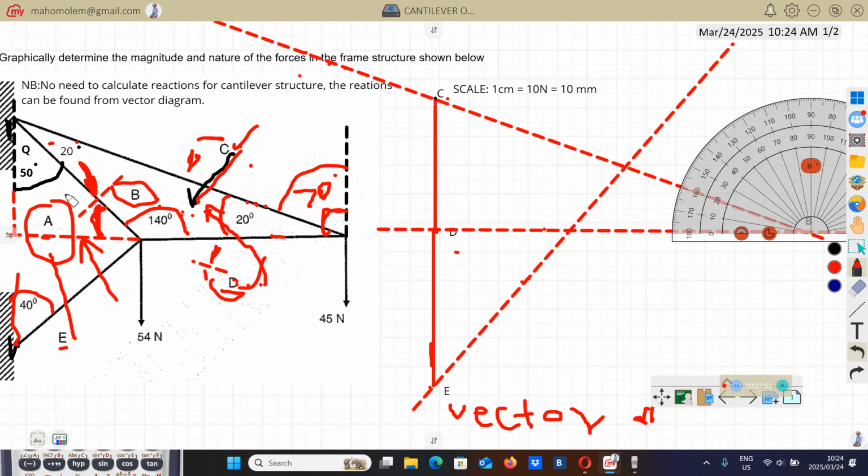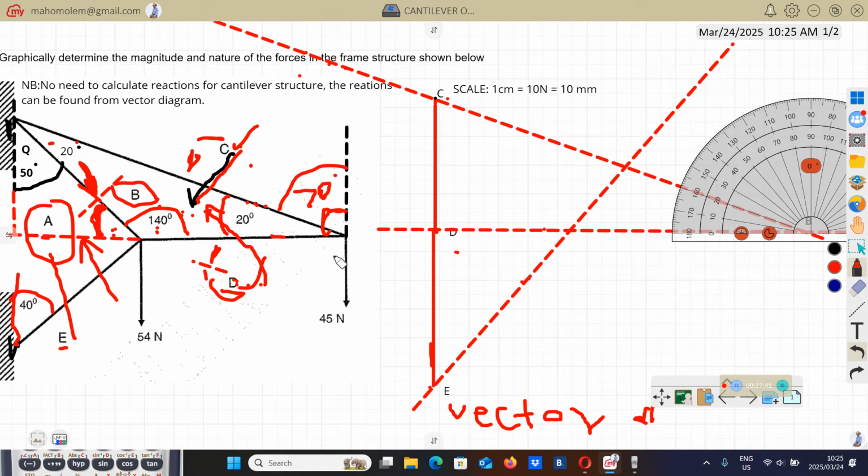So this angle is going to be 90 minus 50, which is 40. Or you can say this angle plus this angle must be equal to 180. Sum of angles on a straight line: 140 plus this unknown angle must give us 180. Then we'll have 180 minus 140, which is 40. Therefore, this angle here is 40, from the horizontal to this line.